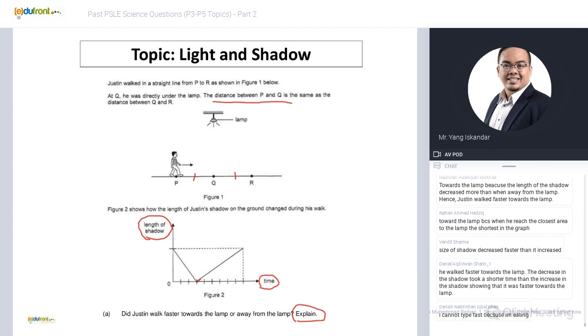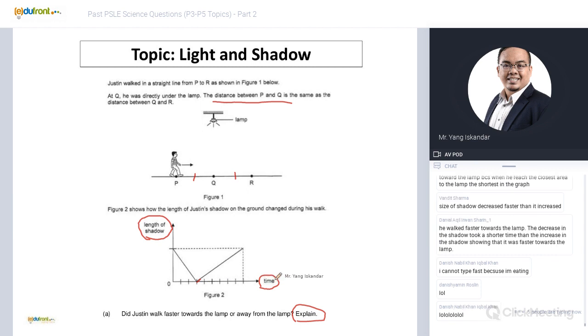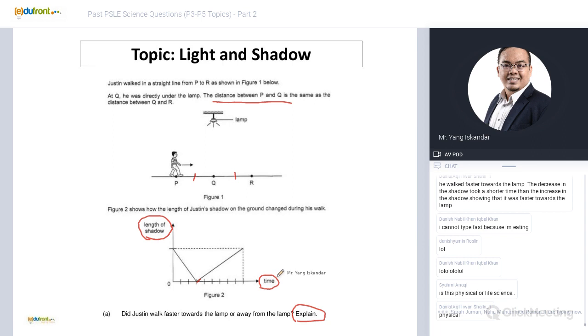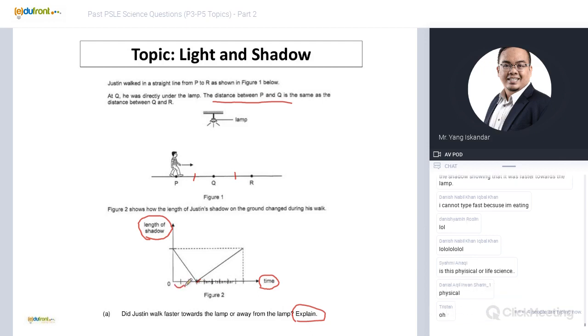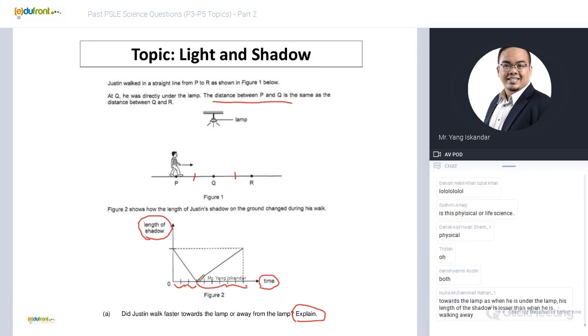Okay, Tristan says when the length of the shadow is at 0, it means that Justin is below the lamp. So he took 3 seconds to walk to the lamp. 1, 2, 3. Again, he took 6 seconds to walk away from the lamp. Okay. Now, Tristan, let me ask you, how do you know it's 3 seconds? Right? It's not given. The unit is not given. Okay. I know what you're trying to say. Your idea is there, but you cannot put 3 seconds unless they tell you the units. So you can just say 3 units of time. Okay, 3 units, and you can see here, 3 units of time, and this is 6 units. That means he took twice the amount of time to walk from Q to R compared to P to Q. Correct?